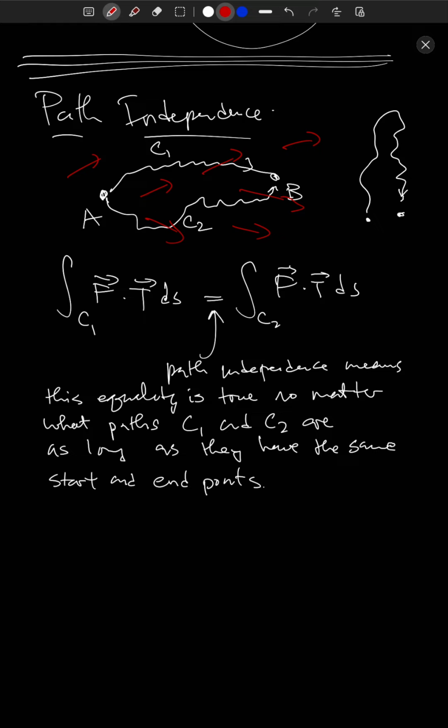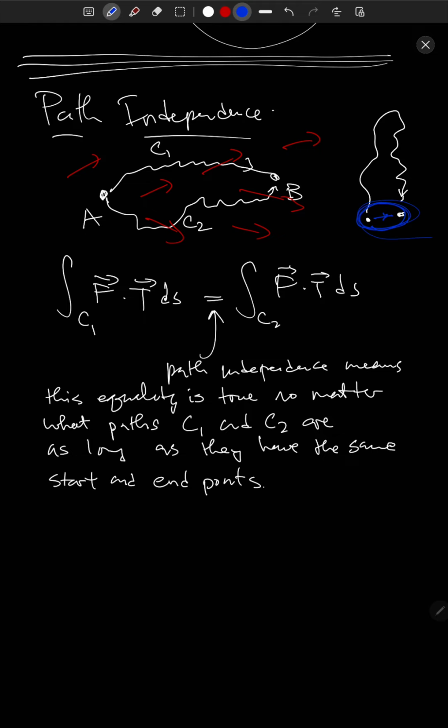It's too hard to parameterize. I'm instead going to do this path right there, and I know I'm going to get the same answer because my vector field has this path independence property. So calculating again with this horrible path up here, calculating the work done by my vector field is too hard. Alternatively, I calculate the work done over a nice simple path.